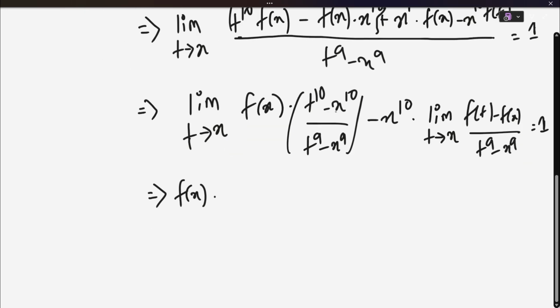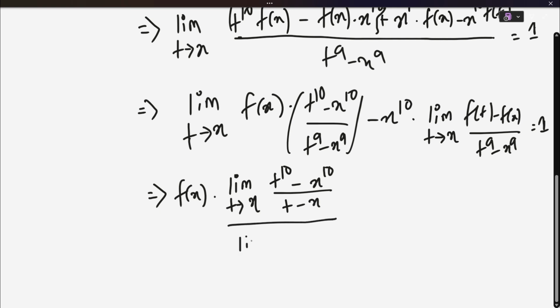Well, we can obviously divide numerator and denominator by x minus a, which in this case is basically t minus x. And remember the basic fundamental of limits, we can do that because t minus x, even though t tends to x, t minus x is not 0, because t tends to x. That means t is never equal to x. It's infinitely closer, but it's never equal.